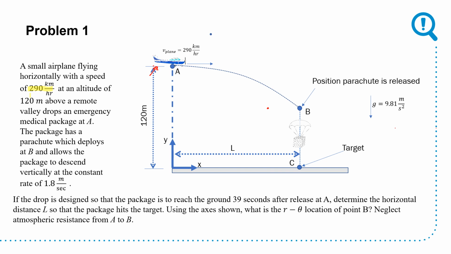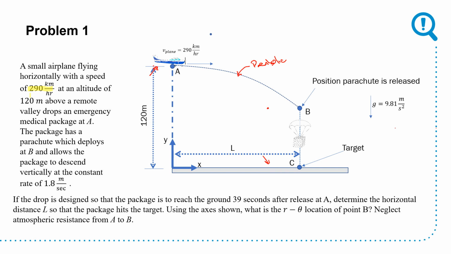The tricky bit in this is recognizing that this is a parabolic path, and we'll use standard projectile motion. Then for the last bit, from B to C, it's going to be a vertical distance. If the drop is designed so that the package reaches the ground 39 seconds after release at A, determine the horizontal distance L so that the package hits the target. The target is down here. Use the axes shown. What is the R theta location of B? Neglect atmospheric resistance from A to B.